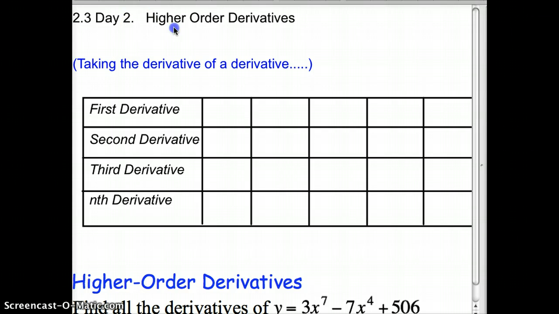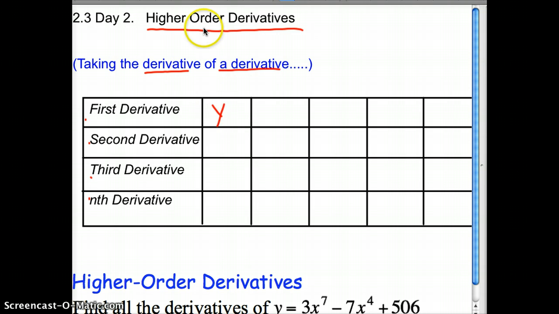We're going to be taking what's called higher order derivatives, which basically just means derivatives of derivatives, which I have written right here. We're going to do first, second, third, and you're going to see the notation for all of them. But first of all, there's a couple ways.